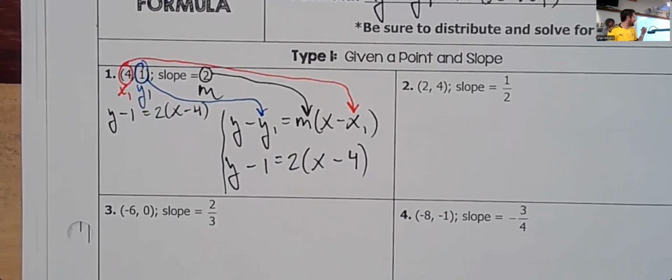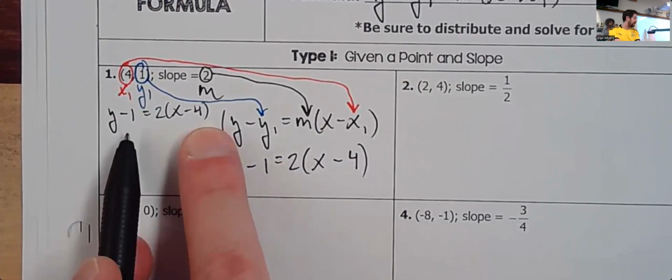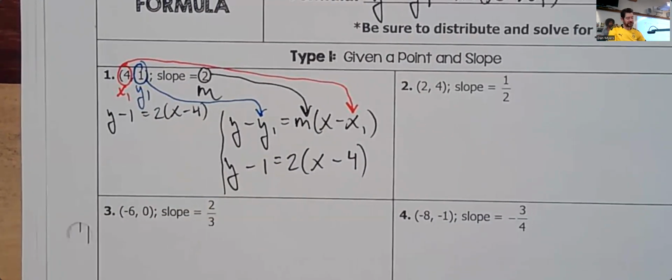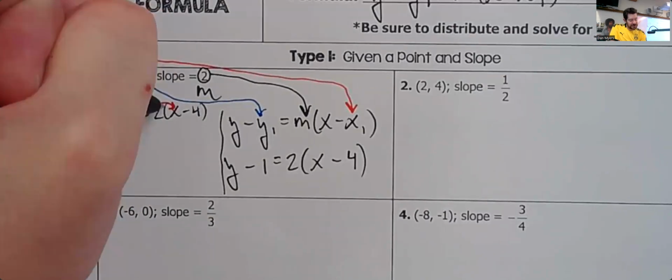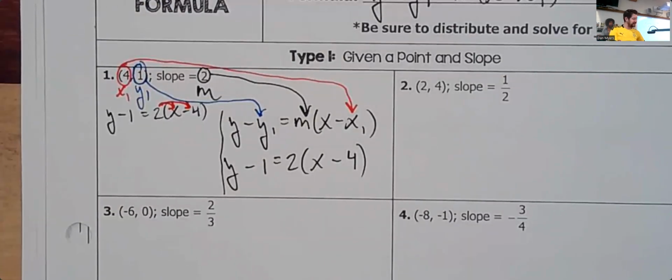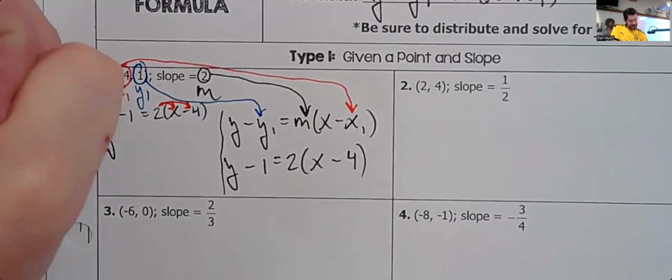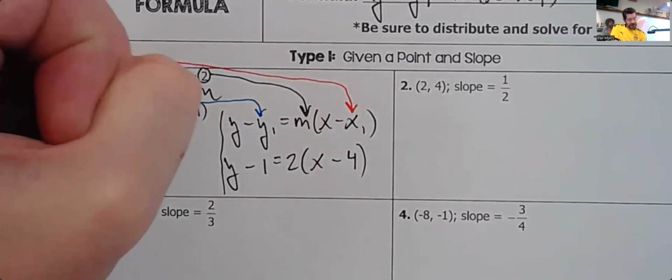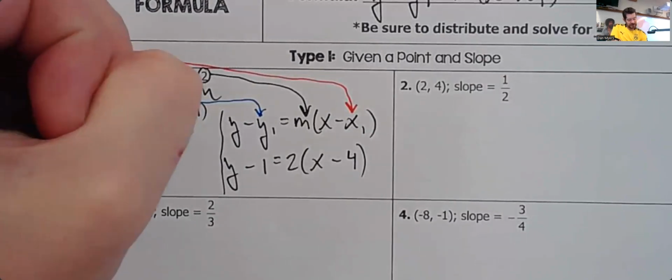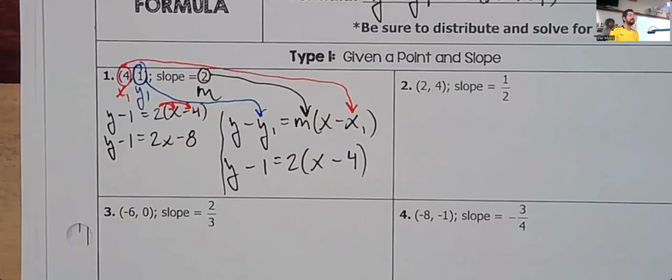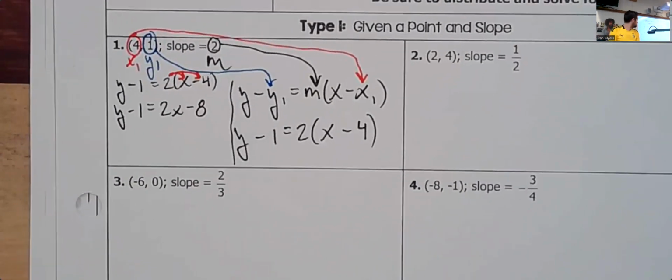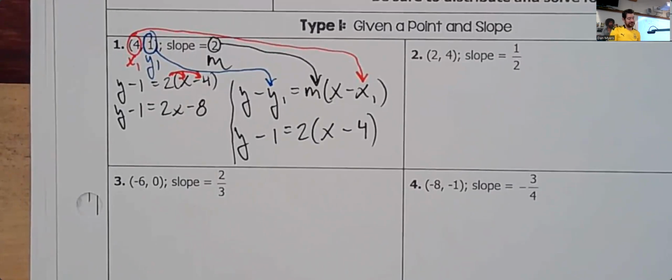So kind of like yesterday when we got from standard form to slope intercept, we got rid of the x term and then we got y by itself. We're going to do the same thing here. It's just going to look a little different. So take your 2, distribute to the x and to the negative 4. And then 2 times negative 4 is negative 8. Because we have to multiply the 2 by the x and the negative 4 when you distribute.